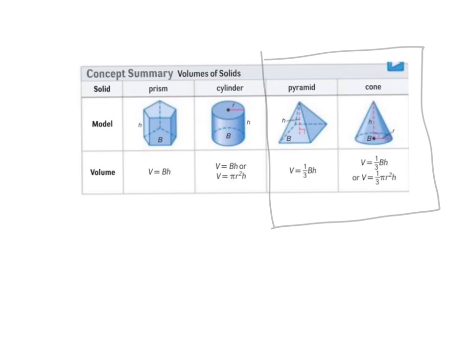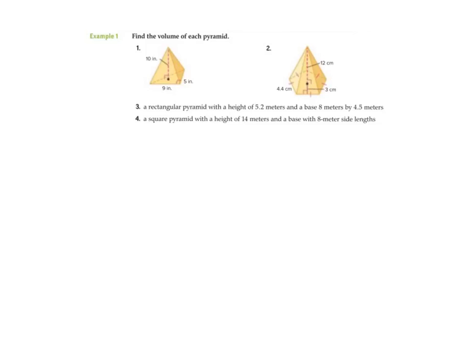Okay, so your pyramid is 1/3 times the area of the base times the perpendicular height, and actually that's the same one for the cone, but if you realize that the base in this case, instead of the area of the base, is pi r squared. So there's a slight change in both of them, but if you think of 1/3 the area of the base times the height, you shouldn't have any problems. Okay, so let's have a look at question number 1.